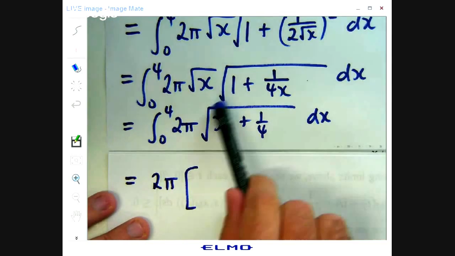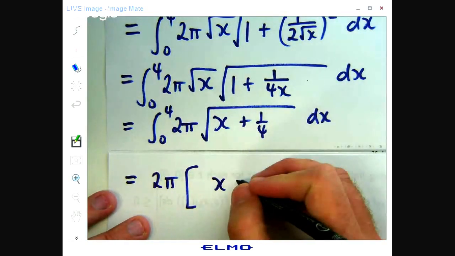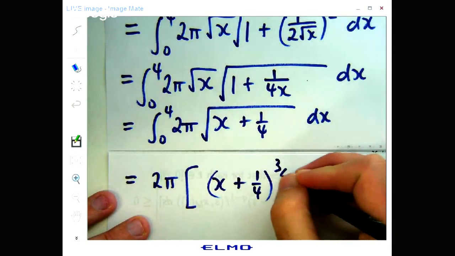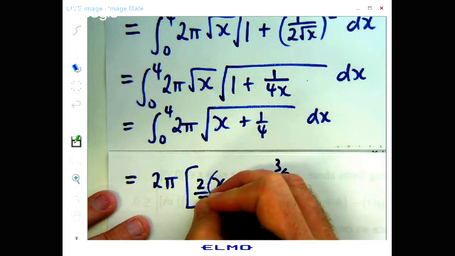So if I was to integrate this, I would get the power 1/2, the square root sign would become, you increase that by 1, so it becomes 3/2, and you divide by the new power. That's the same as multiplying by its reciprocal.